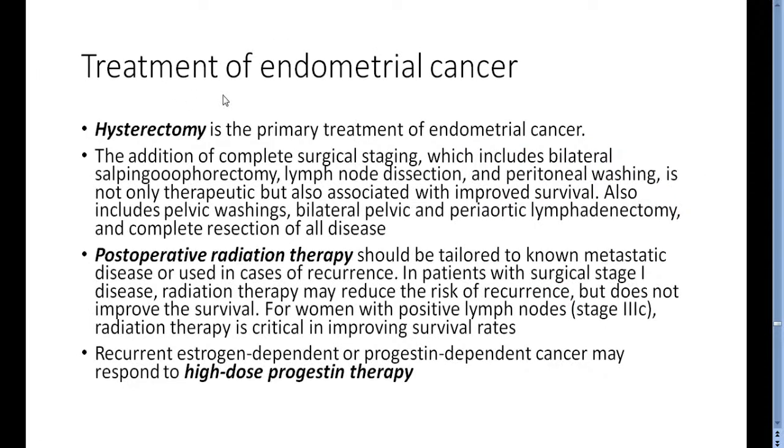Treatment of endometrial cancer, usually hysterectomy for the early stage of the disease. Hysterectomy works well. In addition, complete surgical staging, which includes bilateral salpingo-oophorectomy, so we remove the adnexa, lymph node dissection, peritoneal washing, so we collect fluid with cells from the abdominal cavity, from the small pelvis, is not only a therapeutic one, but also associated with better survival rate.